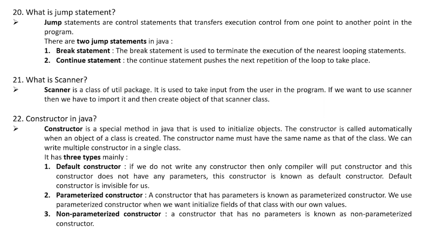Default constructor. If we do not write any constructor, then the compiler will put a constructor, and this constructor does not have any parameters. This constructor is known as default constructor. Default constructor is invisible for us. Parameterized constructor. A constructor that has parameters is known as parameterized constructor. We use parameterized constructor when we want to initialize fields of that class with our own values. Non-parameterized constructor. A constructor that has no parameters is known as non-parameterized constructor.